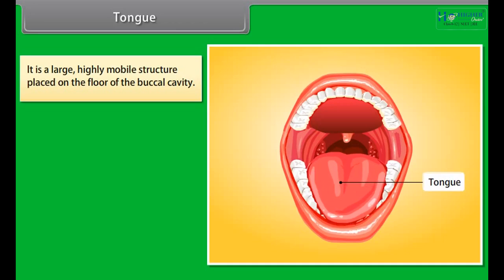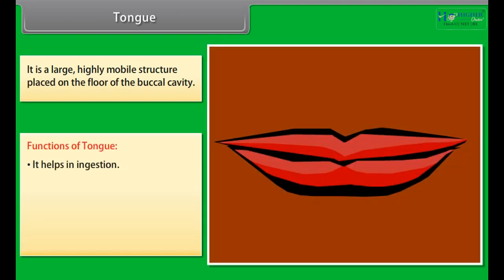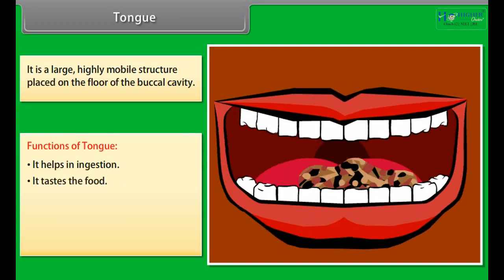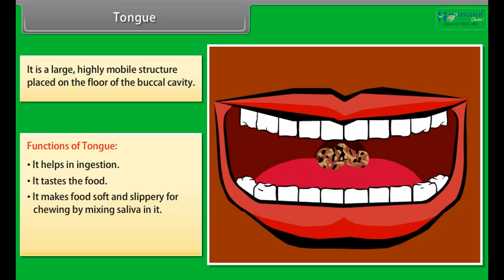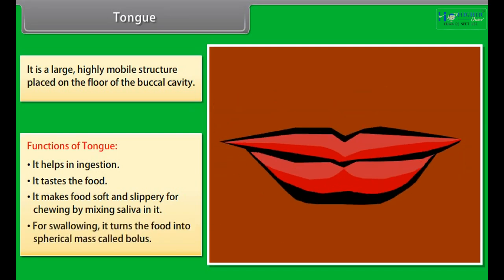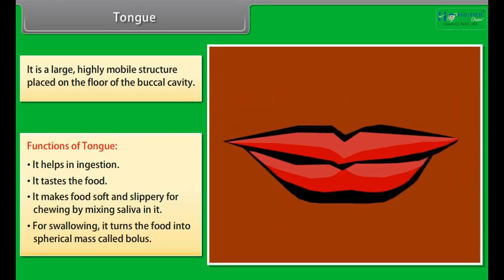Tongue. It is a large, highly mobile structure placed on the floor of the buccal cavity. Functions of the tongue. It helps in ingestion. It tastes the food. It makes food soft and slippery for chewing by mixing saliva in it. For swallowing, it turns the food into a spherical mass called bolus.